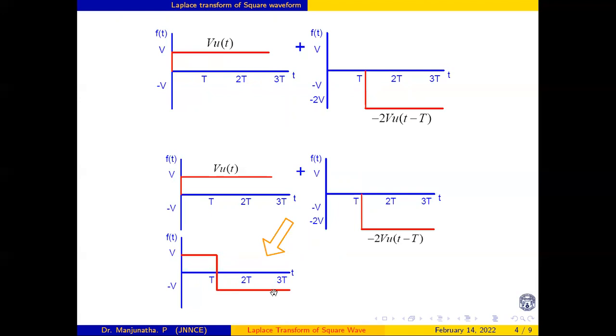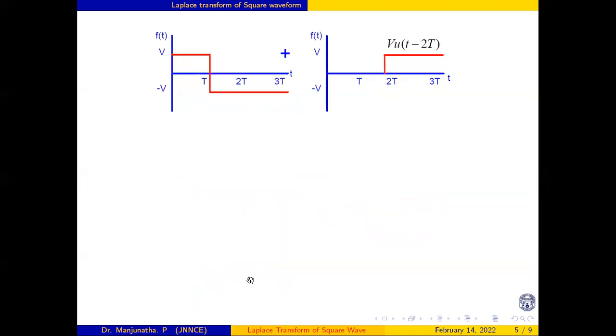So it will become a minus v. And again, this will go on continuously. It will be constant with the magnitude of minus v. But in my case, it should come to 0 at 2t. So when adding these two, I'm getting this resultant waveform. At 2t, it should come to 0.